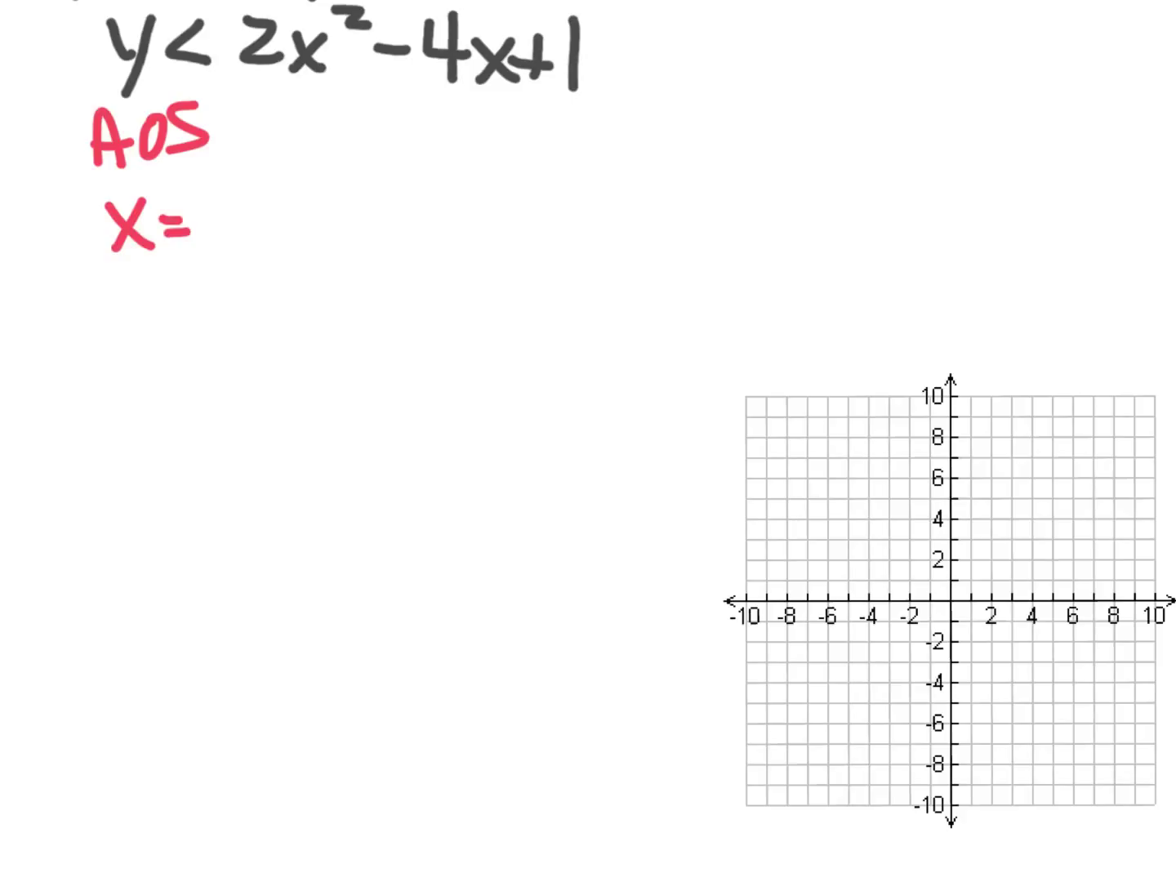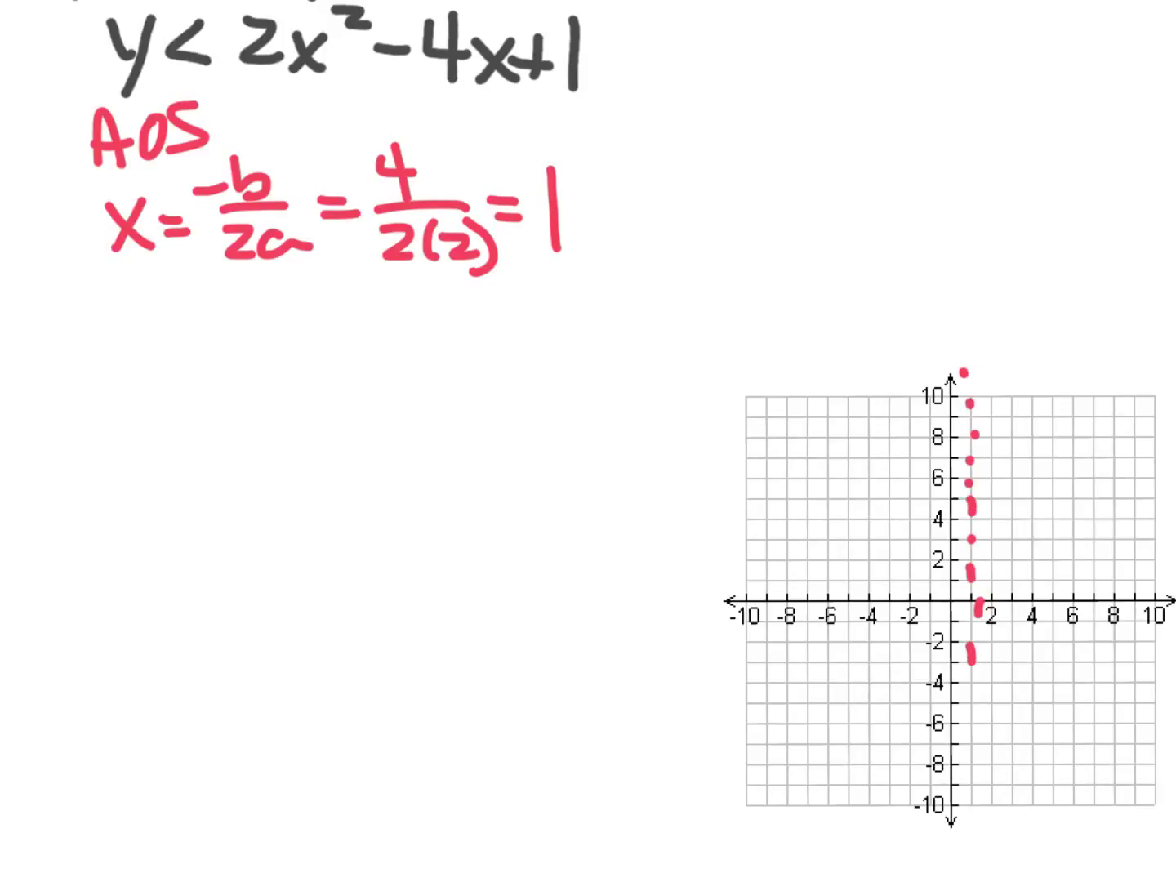x is equal to the opposite of b over 2a. So that's 4 over 2 times 2. 4 over 4 is, again, 1. So I have an axis of symmetry at x equals 1. Sorry, it's hard to do that on here.